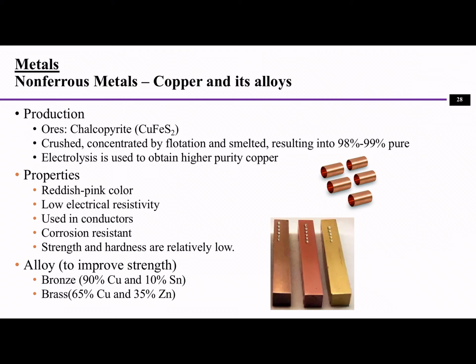All right. Another metal is copper. Copper is also a very common material we see in our lives. It has a reddish pink color, and also low electrical resistivity. So it has really good conductivity. That's why it has been used a lot in wires. Also, it has very good corrosion resistance, but its strength and hardness are relatively low.